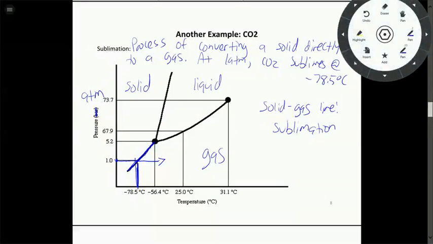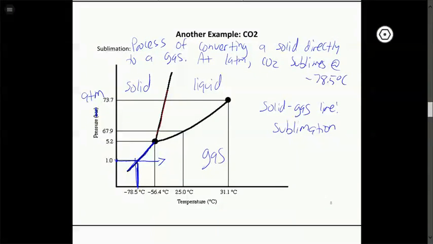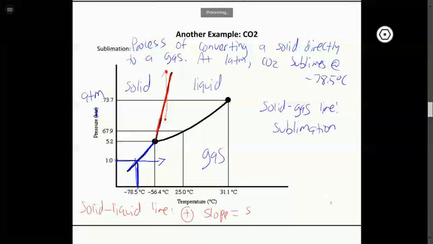The other thing we'll notice about this one is that in this case, the solid liquid line has a positive slope. All right, so this is our solid liquid line. If we start at some temperature and pressure in the liquid phase, if we increase the pressure straight up, we go into the solid phase. All right, so in this case, we have a positive slope for the solid liquid line. And that means the solid is more dense than the liquid.